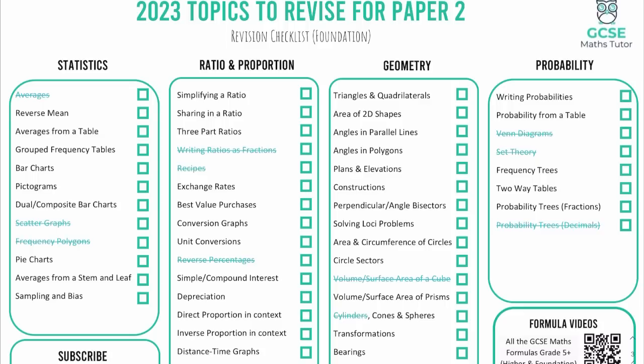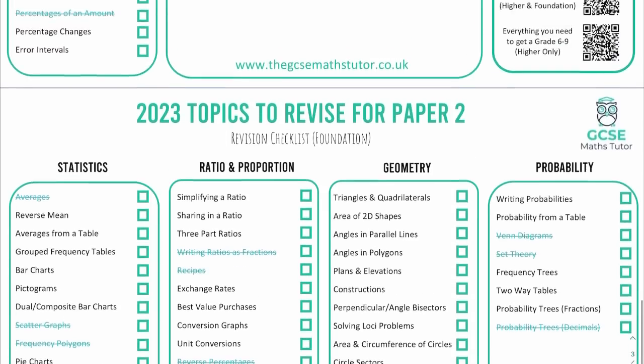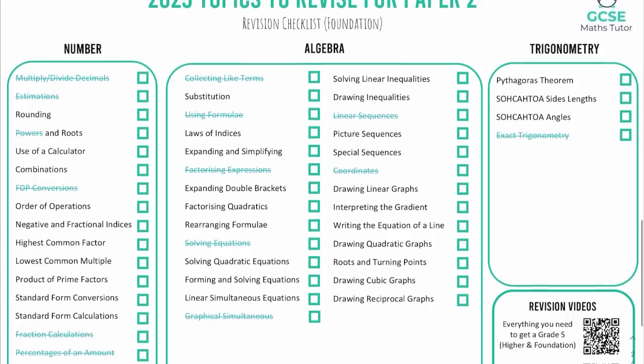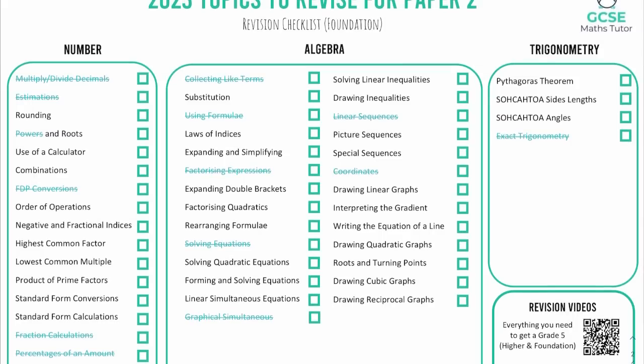For example, if something like a scatter graph appeared on paper 1, it is extremely likely that it would appear on papers 2 and 3. That being said though, we are just going to be focusing on the topics that haven't appeared already, that didn't appear on paper 1. So that's going to be the focus of the video. It's going to be quite a long one, as you can imagine, because we've got a lot of topics to get through.